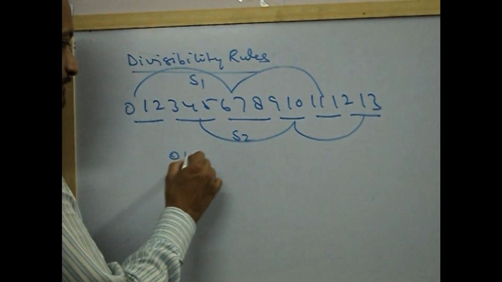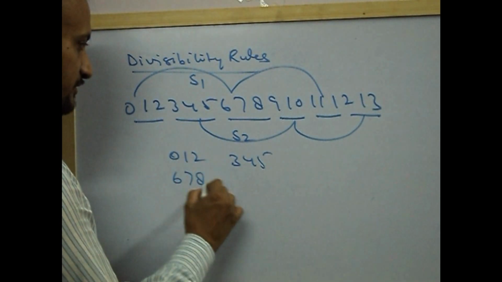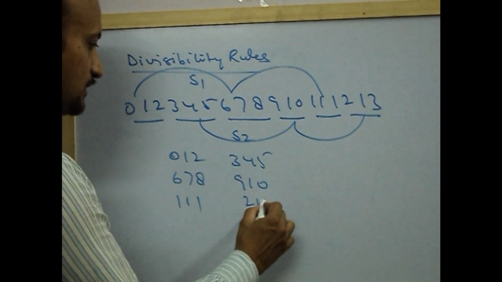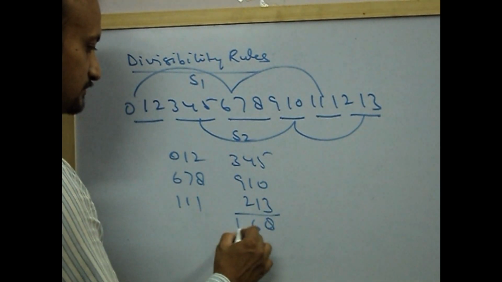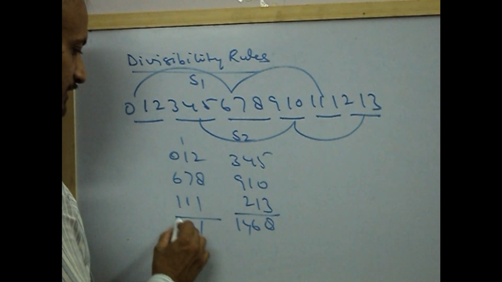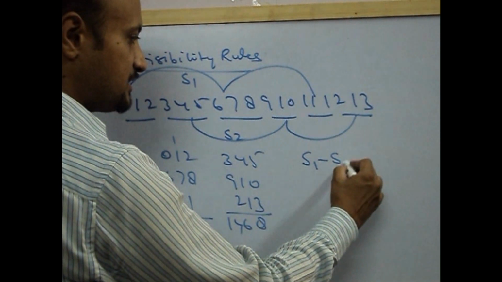So this will be 0, 1, 2 on one side, 3, 4, 5 on another, 6, 7, 8 on the first one, 9, 1, 0 on the second one, 1, 1, 1 on the first one, 2, 1, 3 on the second one. This is 1468, and this is 801. We are supposed to do what now? We are supposed to find out S1 minus S2.